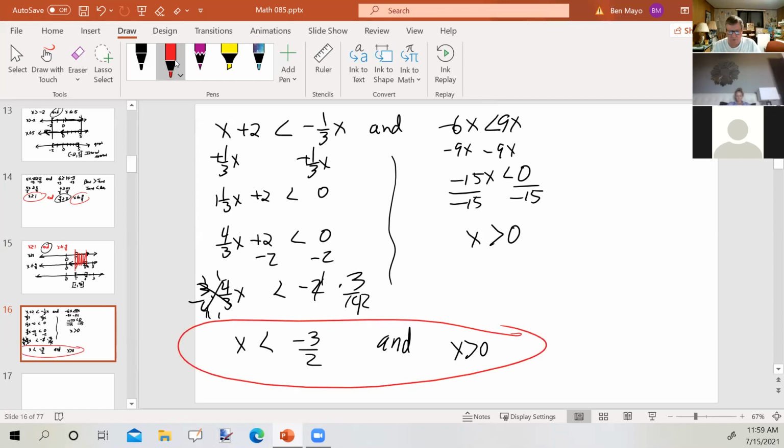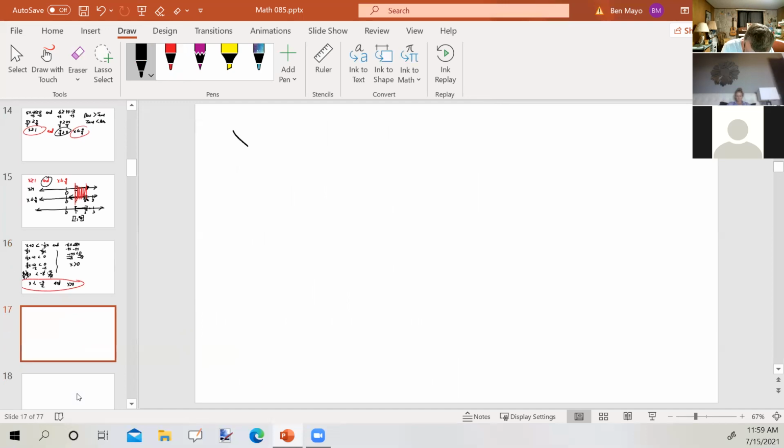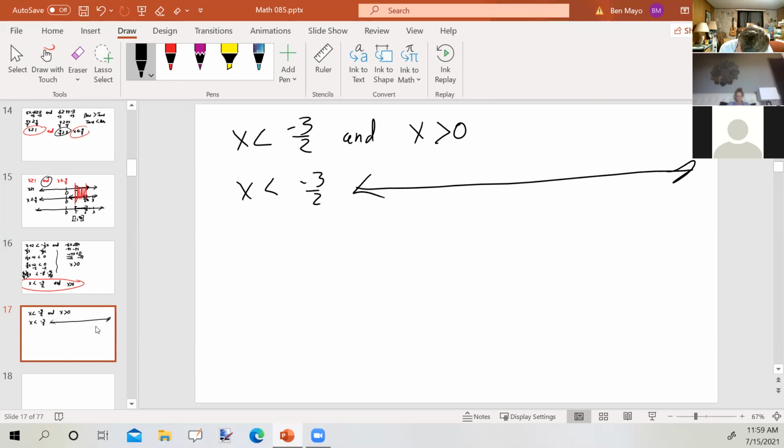So we've solved each inequality separately. So now let's go on and find the intersection. And I'm going to recopy that on the next page again. X less than -3/2 and x greater than 0. Okay, so x less than -3/2. Let's see, we've got 0, -1, -2. -3/2 would be what? Halfway between -1 and -2. So it's going to be parentheses with an arrow going to the left. It doesn't have a bracket because it's not including the -3/2.